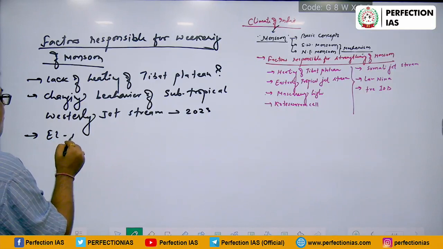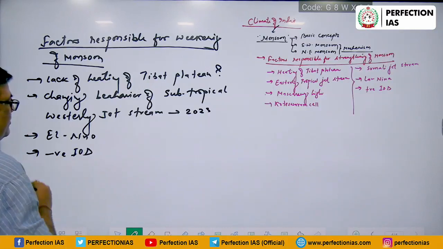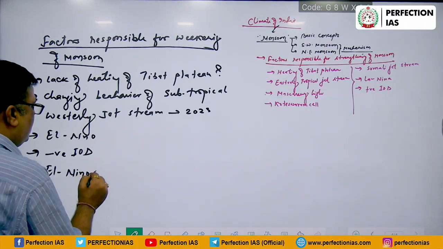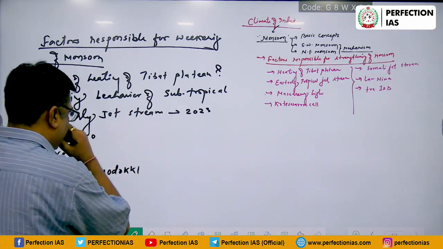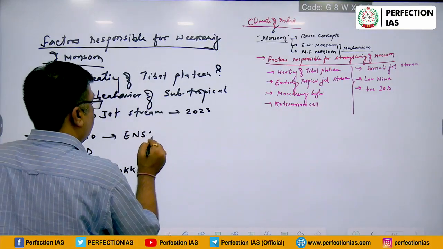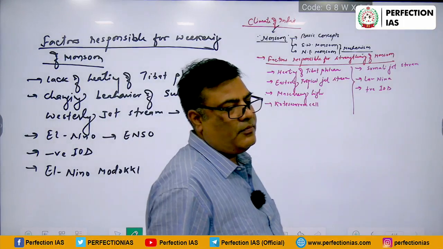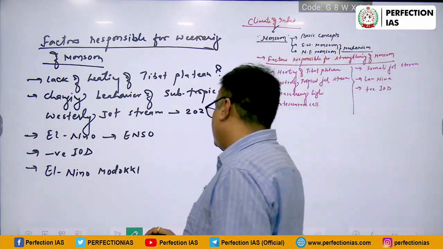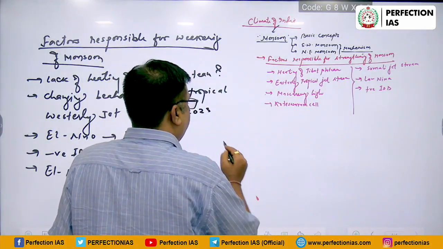Thereafter, El Nino, negative IOD. Then El Nino Modoki and El Nino and ENSO, El Nino Southern Oscillation. These all factors are responsible for the weakening of monsoon, and thereafter we learn about the basic terms and terminologies to conclude.